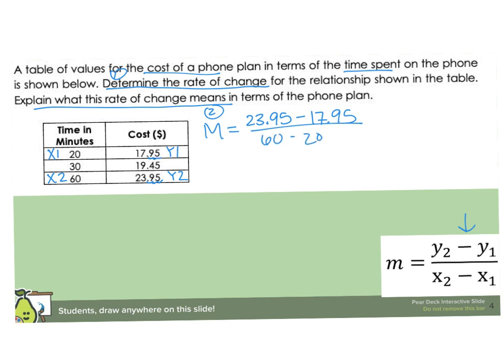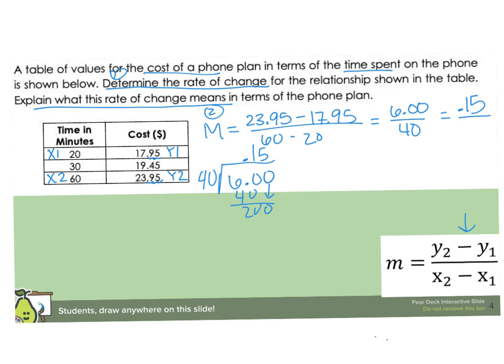Biggest mistake we make is we put the numbers in the wrong place, okay? So just go in order. y2 comes first, then y1. On the bottom is your x's. So let's subtract. This is $6, and this is 40. I'm going to go ahead and divide that out because I know I can't leave it like that. I'm looking for my denominator to be 1 if possible. So does this go in evenly? 40 goes into 60 once. 20 are left over. 40 goes into 215. So this gives me a 0.15 over 1.